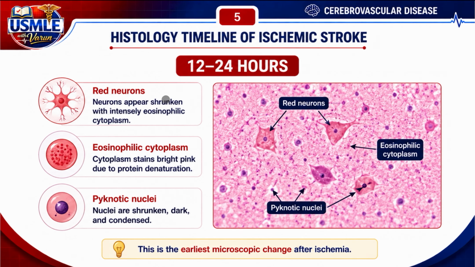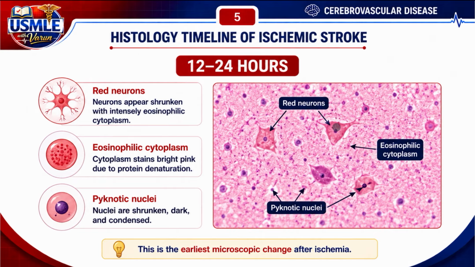Now let's try to understand the histology timeline in cases of ischemic stroke. In the first 12 to 24 hours, at this stage, we see red neurons. They appear red because of eosinophilic cytoplasm, and their nuclei become shrunken, which we call pyknotic nuclei. This is the earliest histological sign of irreversible injury.